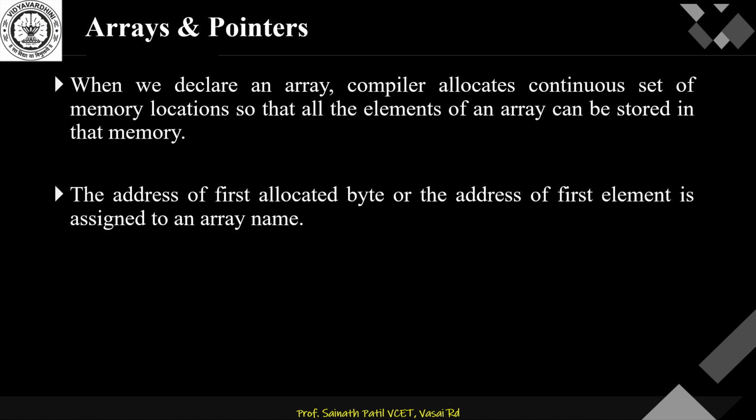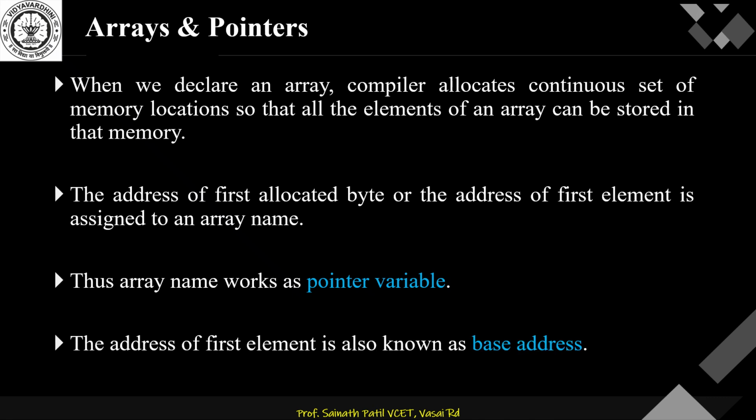That means whenever we simply call the array name, obviously it is going to point to, or refer to, the first element of the array. So the array name works as a pointer variable which points to the first array element. The address of the first element is also known as the base address.